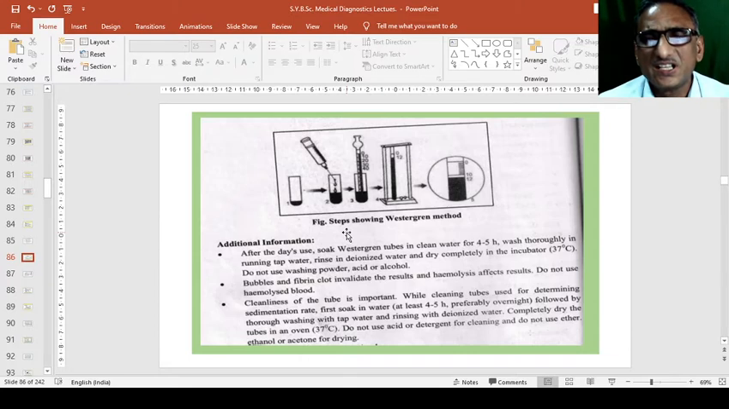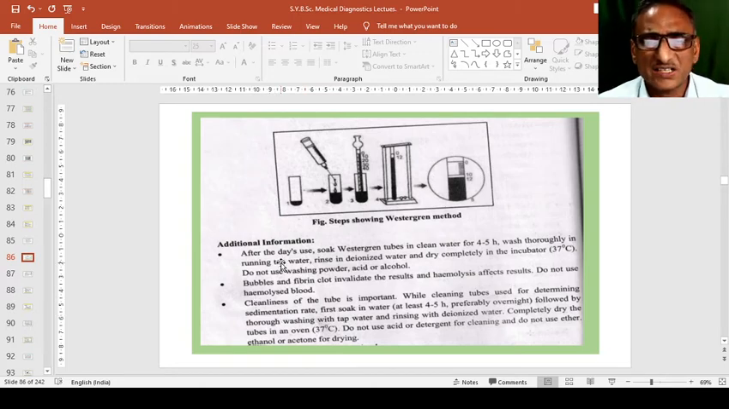So this is the procedure given by diagrammatic presentation, showing the steps of the Westergren method. First of all, you take the sample in the tube and mix it with the solvent, then calculate the result, then see how much percentage has settled, and then you can calculate by observation how much it is. So this is the procedure for the Westergren method of blood testing.